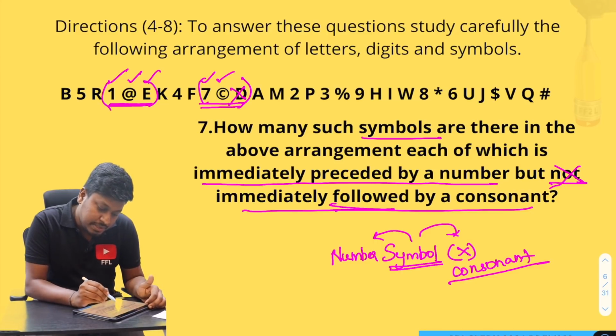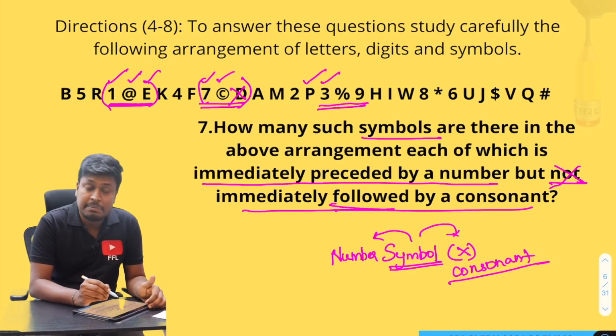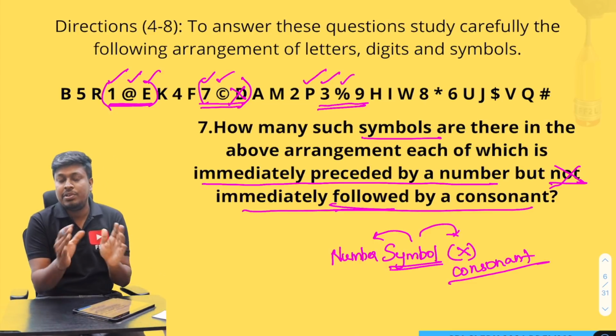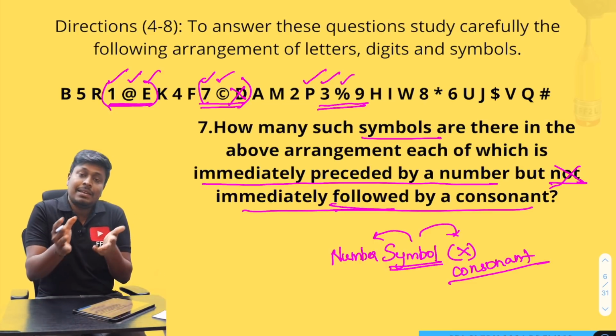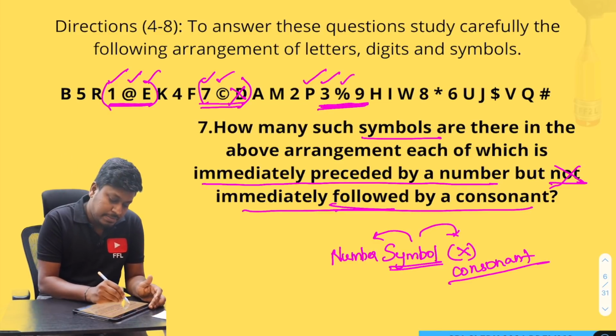So next question, see 3 % 9. I can take this. Why? Because 3 is a number, percentage is a symbol, and 9 is a number. It is okay. We should not get a consonant, but we can get numbers or vowels. So we can take this as set 2. So this will be set 1 and this will be set 2.